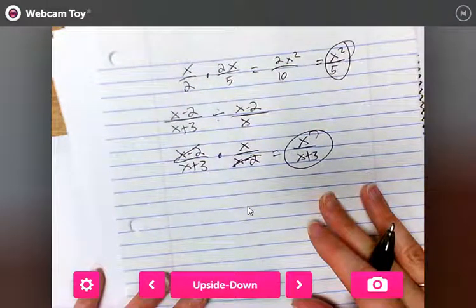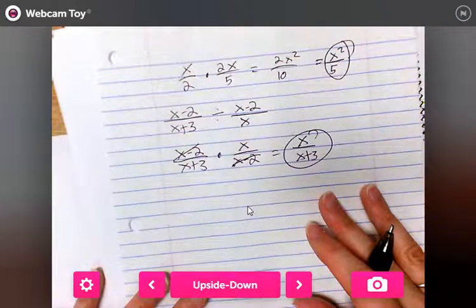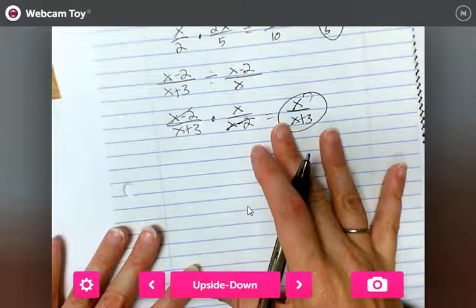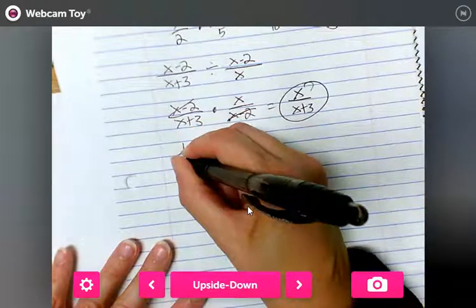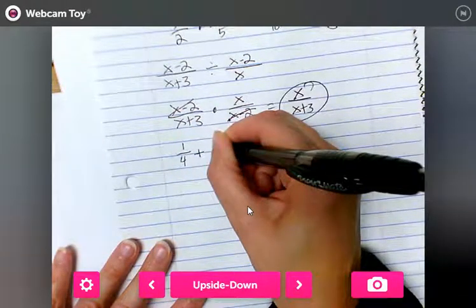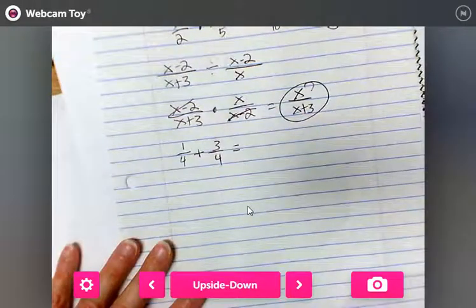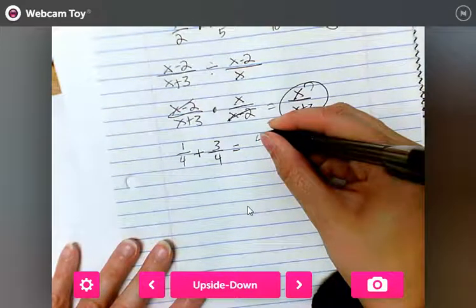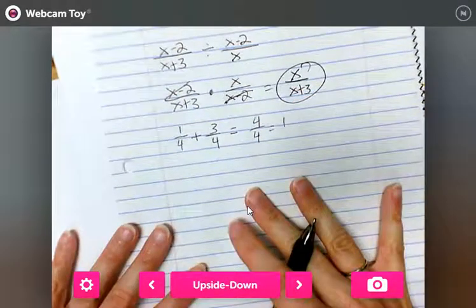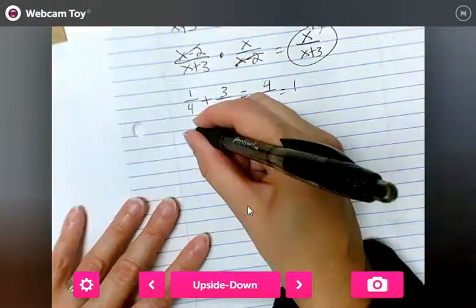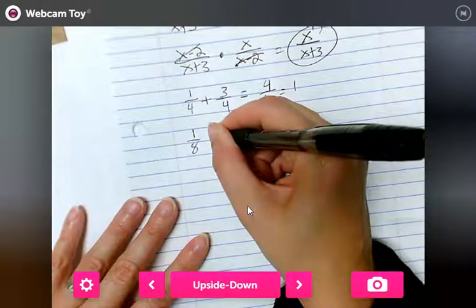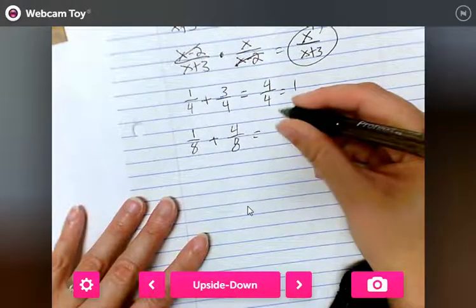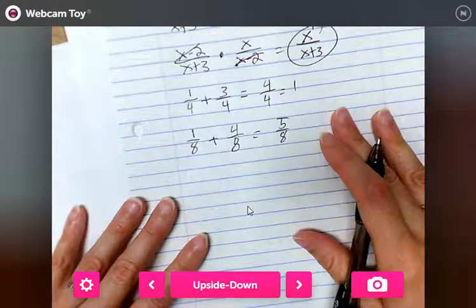Now we're going to talk about adding and subtracting. The thing about adding and subtracting is we've got to deal with this. So if I have 1/4 plus 3/4 as a fraction, what do I end up getting? You get 4/4 or a whole, right? So let's try another one. If we get 1/8 plus 4/8, what do I end up getting? 5 over 8, right? Okay, now we're going to make it a little harder.